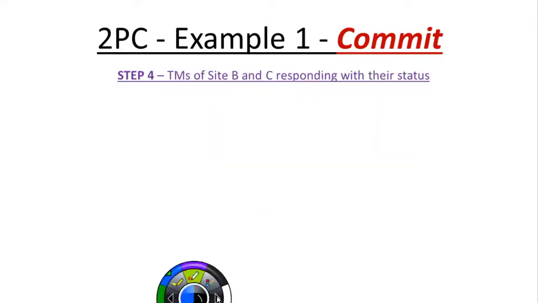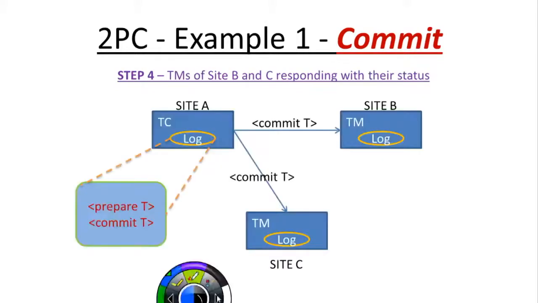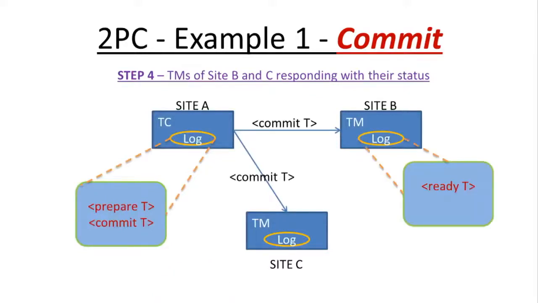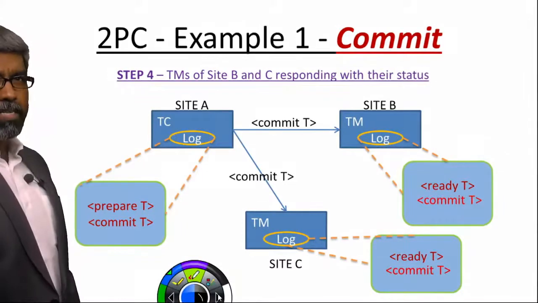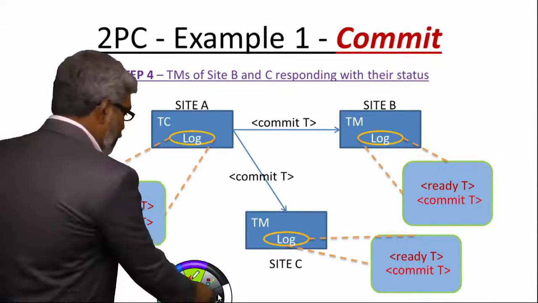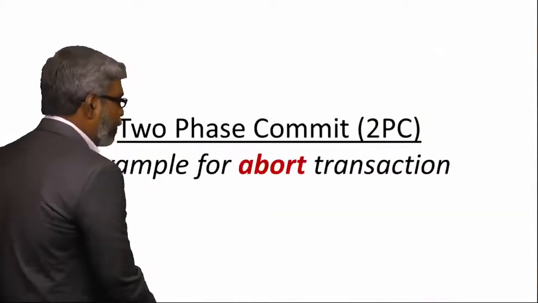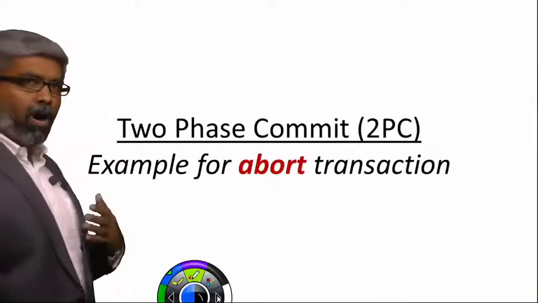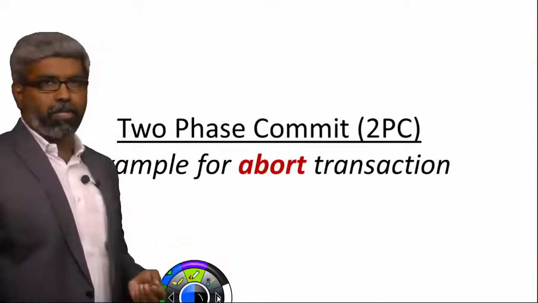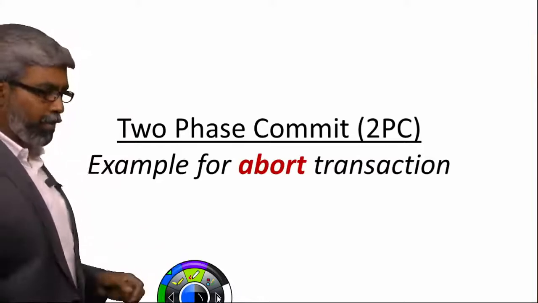Now the final step: upon receiving the commit T message, these participating sites write the commit T message in their log file. And the transaction is over. The transaction is successfully completed. So this is how it happens when all the participating sites respond with a ready T message.